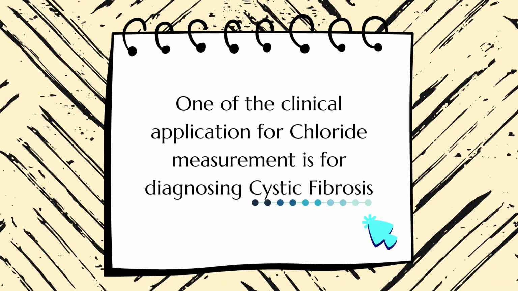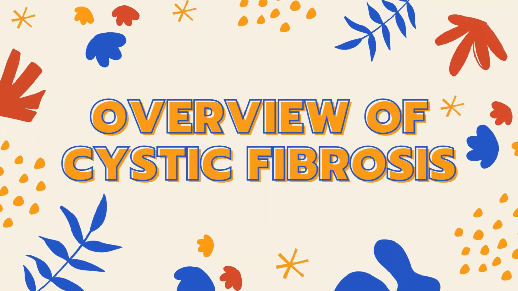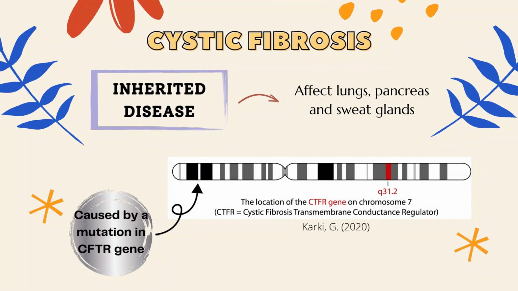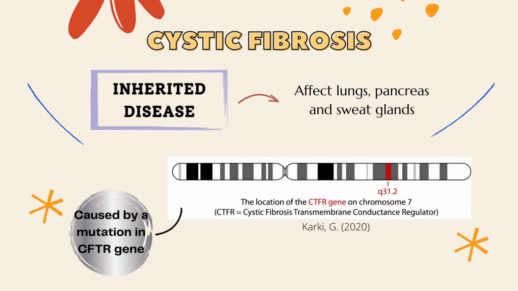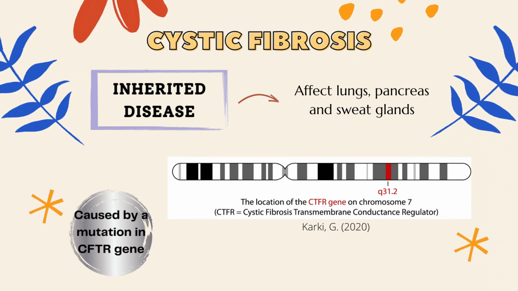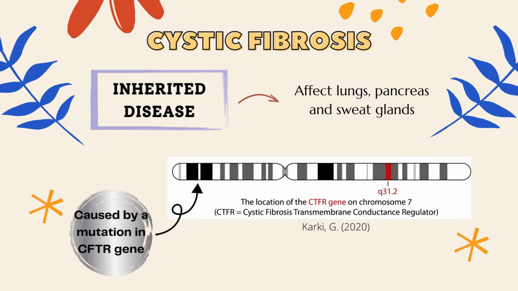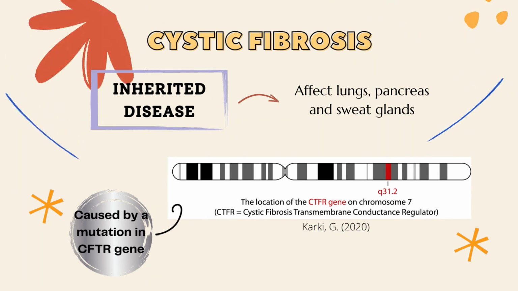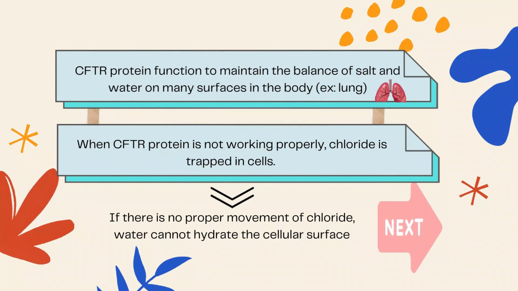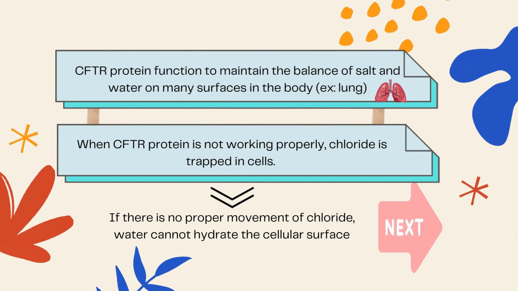One of the clinical applications for chloride measurement is for diagnosing cystic fibrosis. Now, let's take a look at an overview of cystic fibrosis. Cystic fibrosis is an inherited disease that can affect human lungs, pancreas, and sweat glands. This condition is caused by a mutation in the CFTR gene on chromosome 7. The function of the CFTR gene is to maintain balance of salt and water in the body.